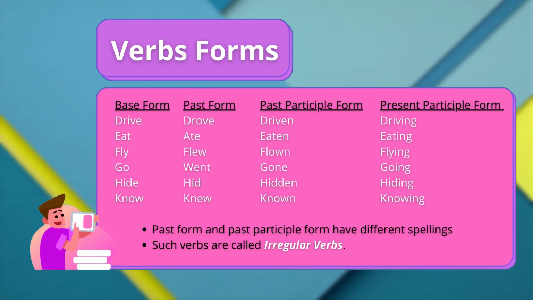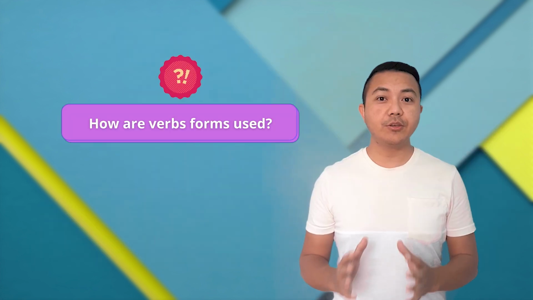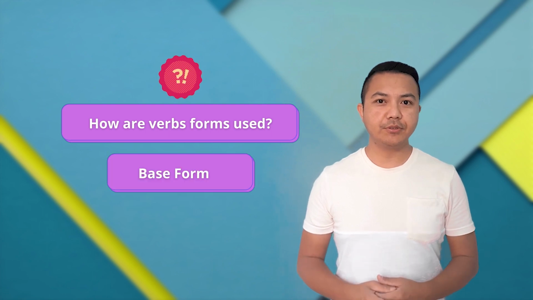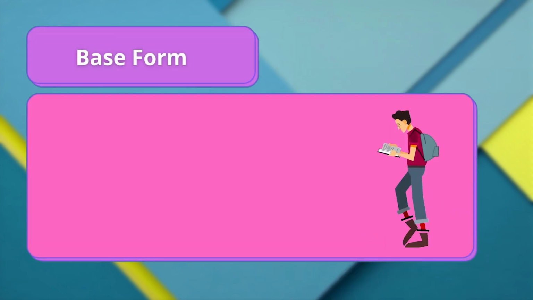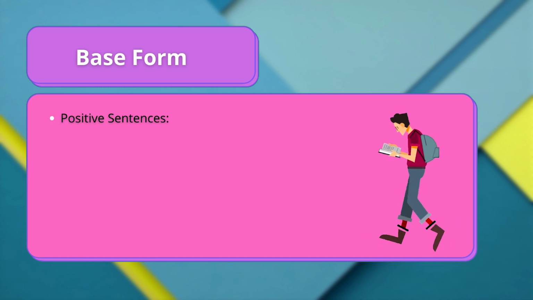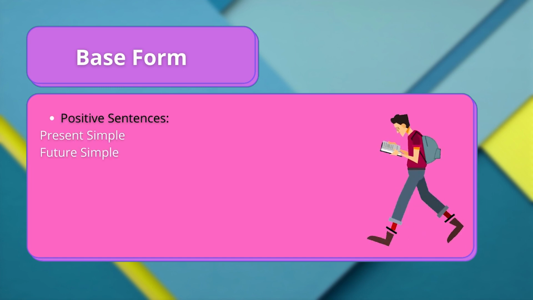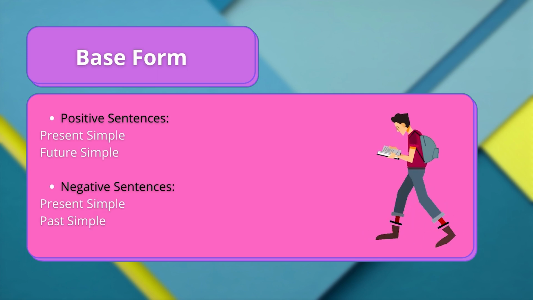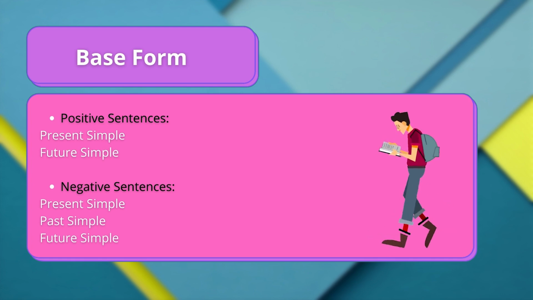Now that we know the different verb forms, let's look at how they are used. Let's first find out how base form verbs are used. We use the base form in the positive sentences for present simple tense and future simple tense. And we also use them for negative sentences in the present, past, and future simple tenses. Please don't worry if you don't understand tenses. I will explain them in the next lessons.